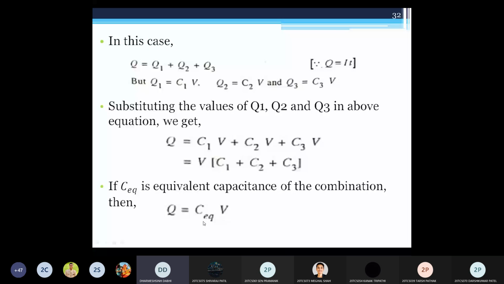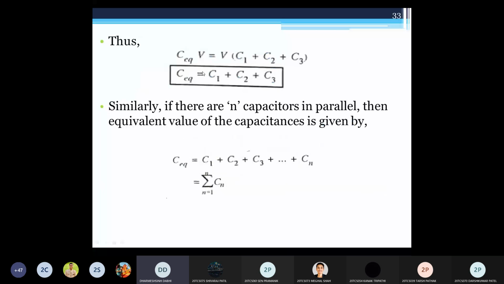So put this value here in this equation. So you get the equation C equivalent into V is equal to V into C1 plus C2 plus C3. So V cancels out. So you get the answer: C equivalent is equal to C1 plus C2 plus C3. So in the exam, suppose you are asked to derive the equation of capacitance connected in parallel, you can follow this procedure.